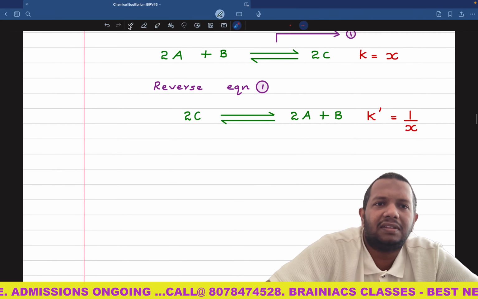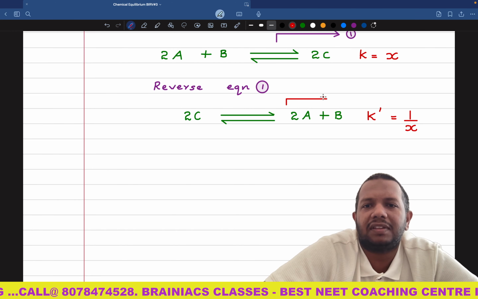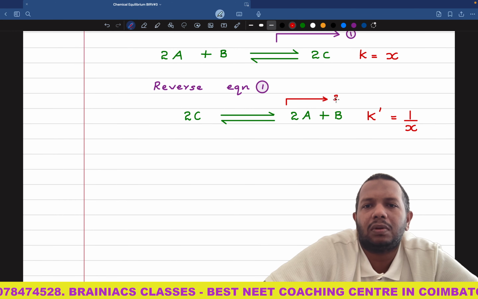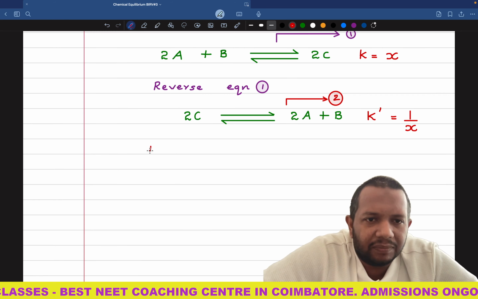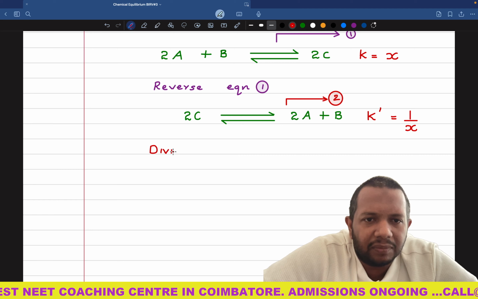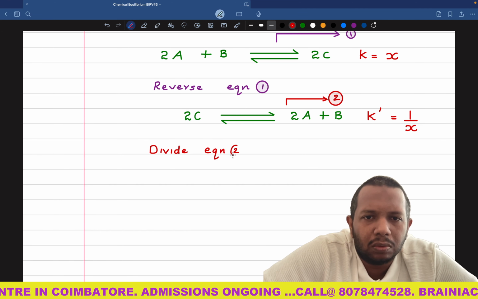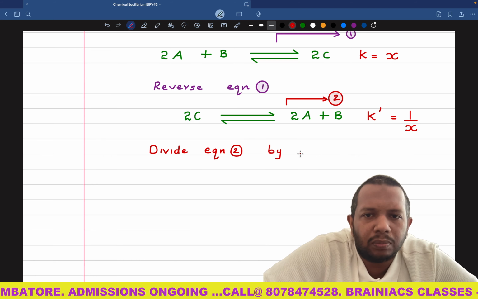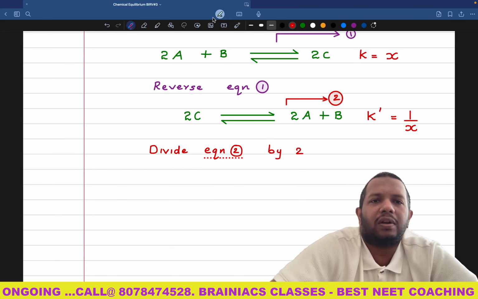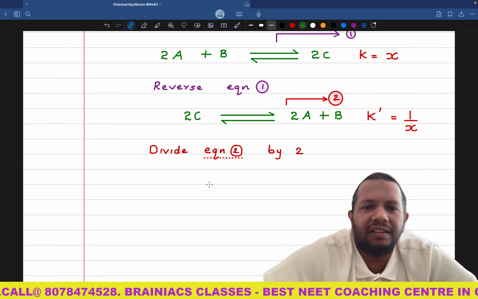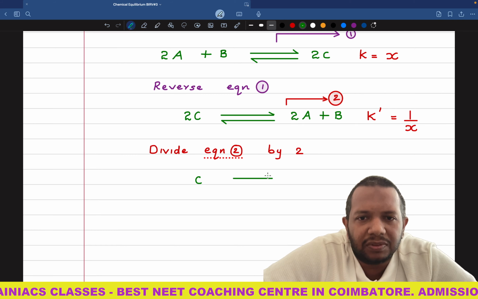So let me mark this as equation 2. Now you can divide equation 2 by 2. So you are going to divide it, and on dividing, this will become C.